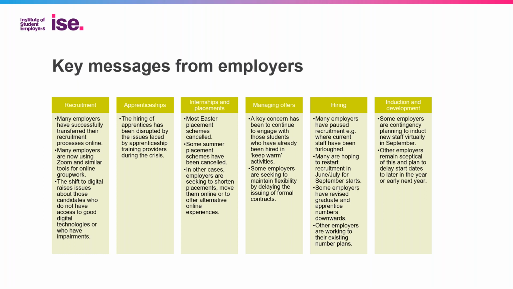But some are thinking about things like shortening placements, so having students starting perhaps mid-July rather than at the end of June or whenever they might have started previously. Some are moving things online or offering some kind of alternative experience if they can't offer a full internship. It's very unclear how placement numbers in the next academic year will be affected by this. It will probably mirror to a large extent the kind of experience of the graduate offers.